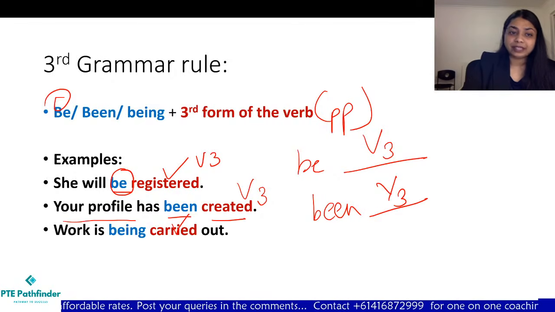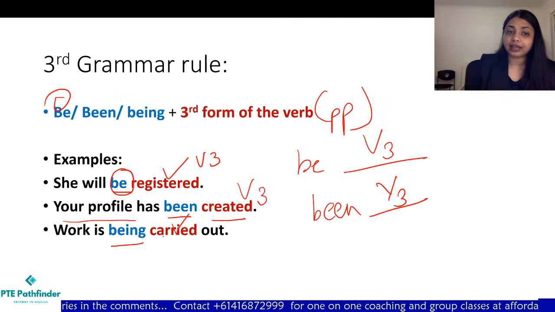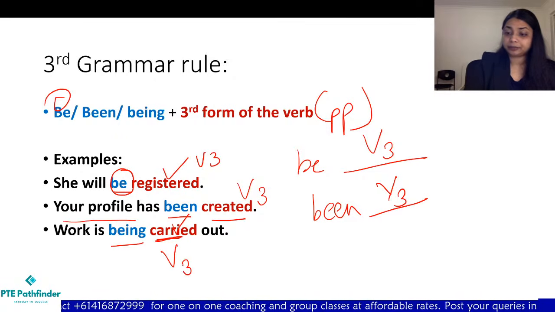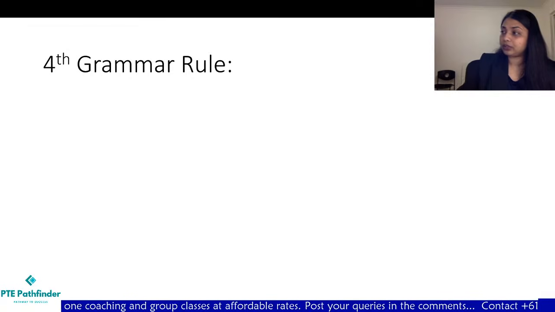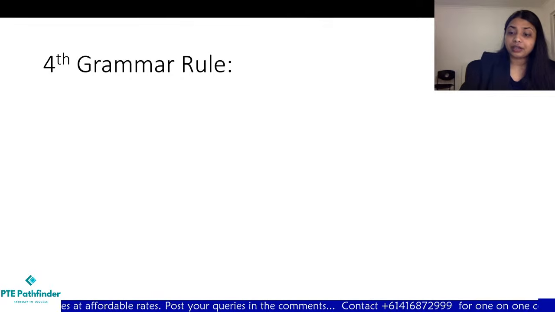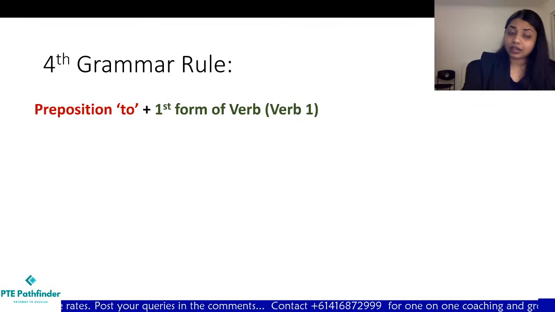Your work is being carried out. So again, being is a helping verb in here and it's followed by the past participle here as well. Now the fourth grammar rule. The fourth grammar rule is basically related to the preposition.